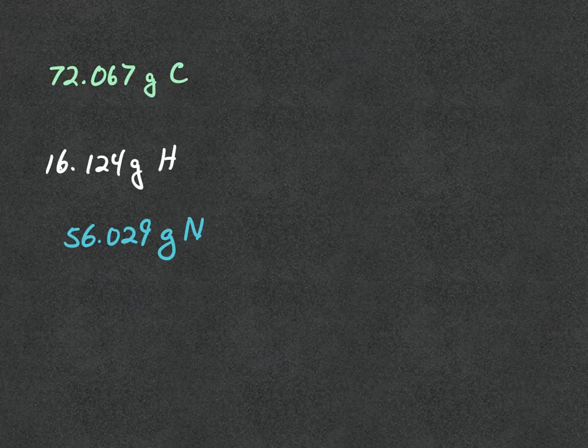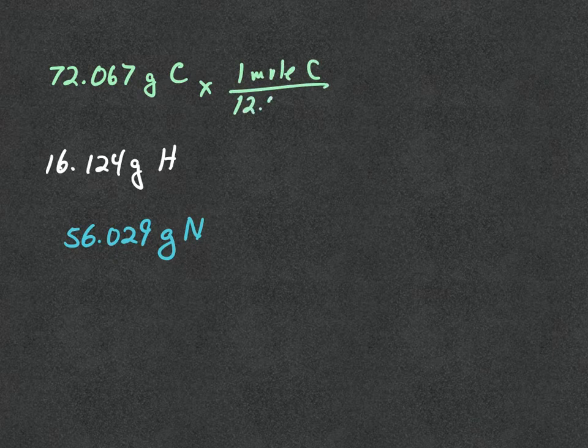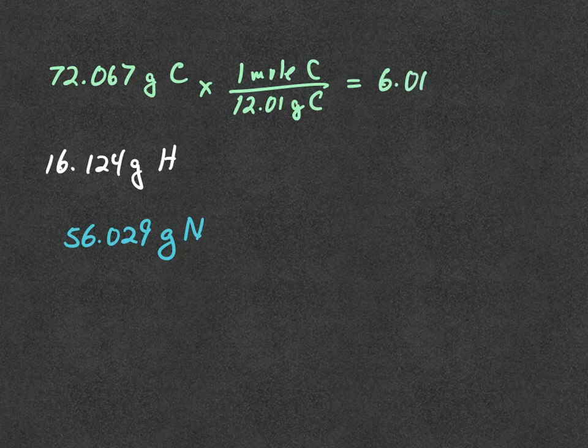So here are our results, transferred over. Now we know to build a formula, we have to go from grams to moles, because moles are proportional to atoms. So we take our 72.067 grams times 1 mole of carbon per 12.01 grams of carbon, and we get 6 moles of carbon.